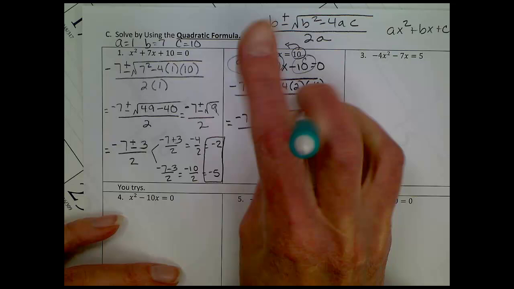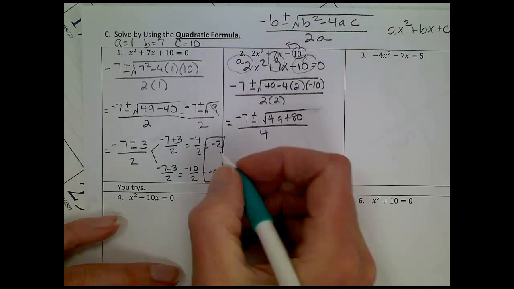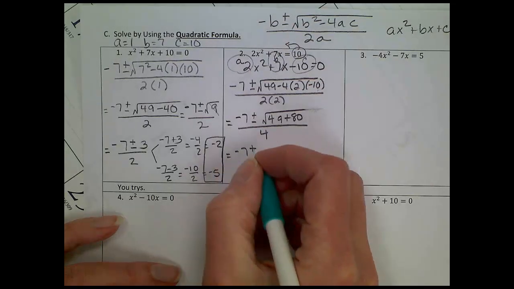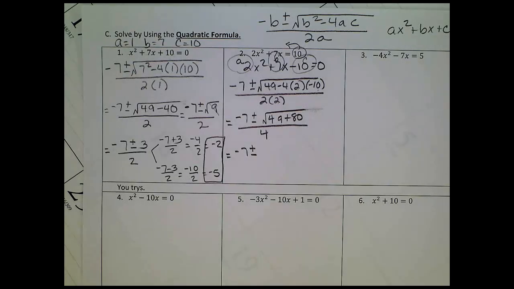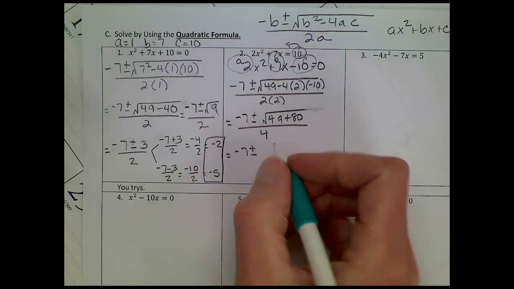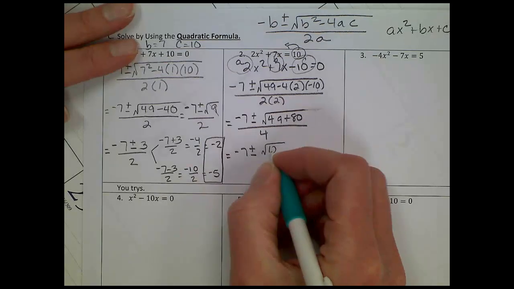Okay, still simplifying my radical. I will have negative 7 plus minus 80 plus 49. It's going to give us 129. Oh, good. Not a perfect square. All over 4.